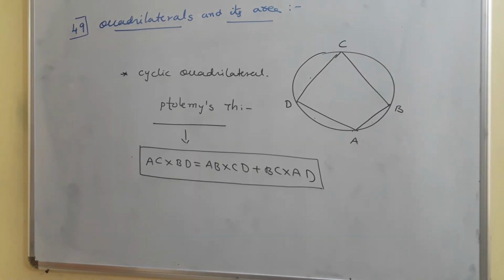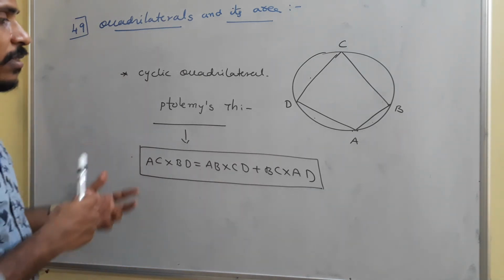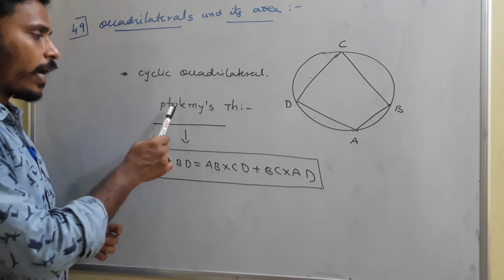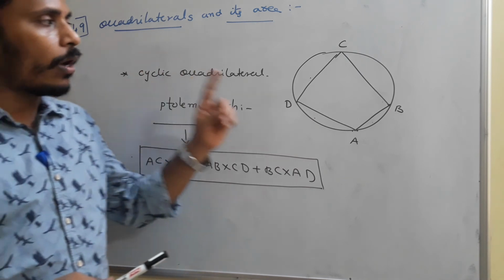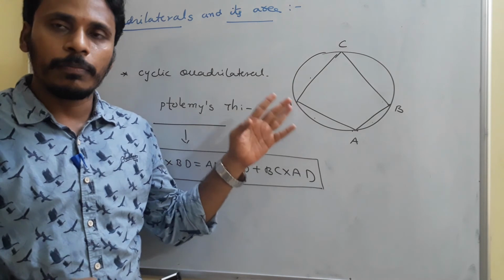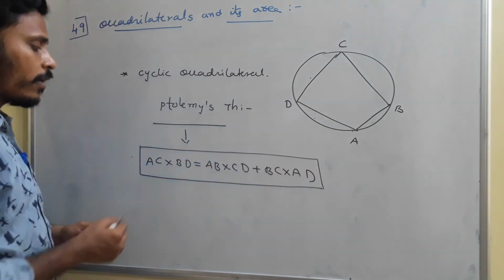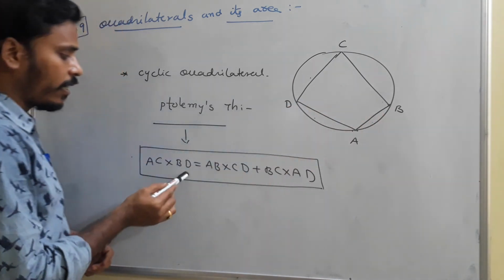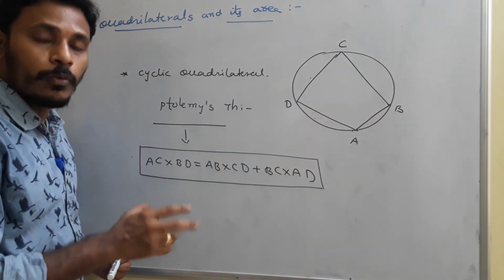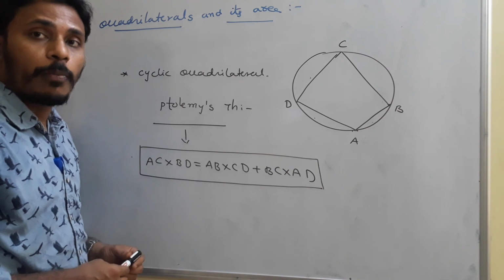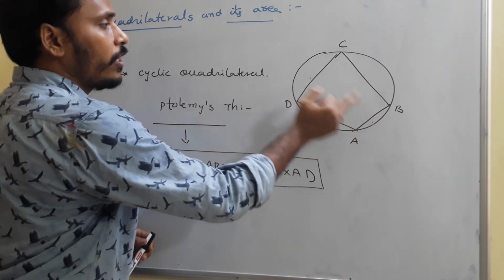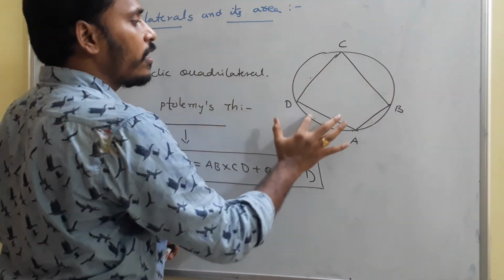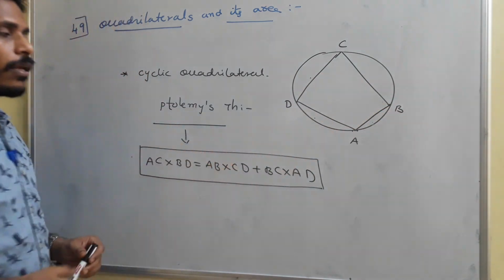A small point related to the cyclic quadrilateral which helps you in solving some problems is Ptolemy's theorem, and we discussed its proof in plane geometry. According to Ptolemy's theorem, if a quadrilateral is inscribed in a circle, and that means it's a cyclic quadrilateral, then the product of the diagonals, AC is one diagonal, BD is the other diagonal, is equal to the sum of the products of the opposite sides, AB into CD plus BC into AD. Okay, this is simply for a cyclic quadrilateral.